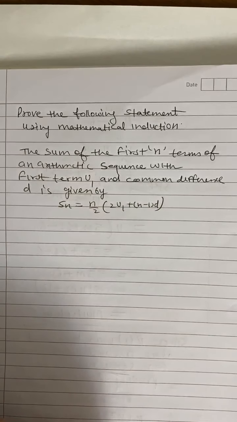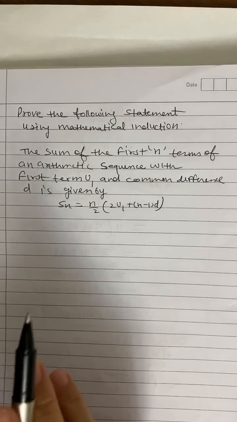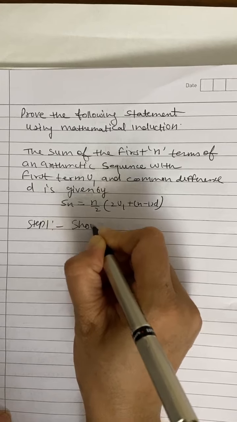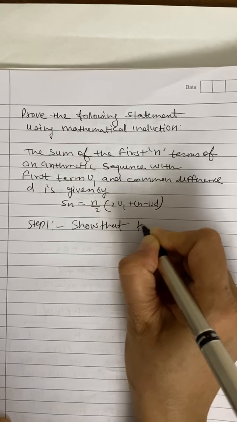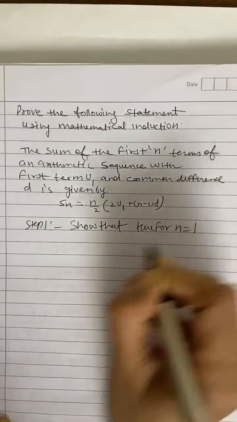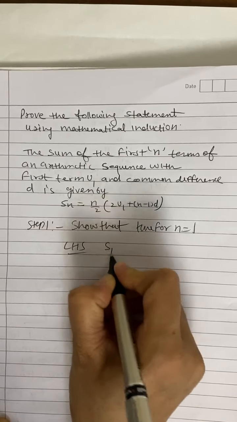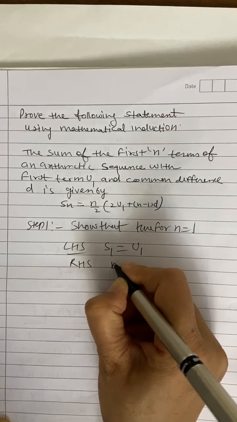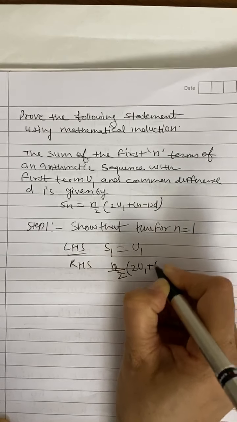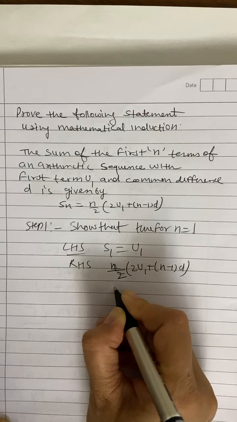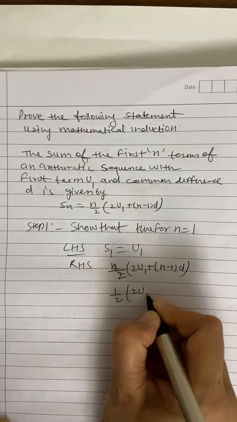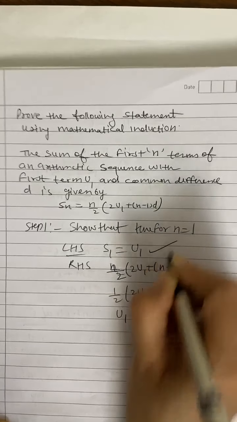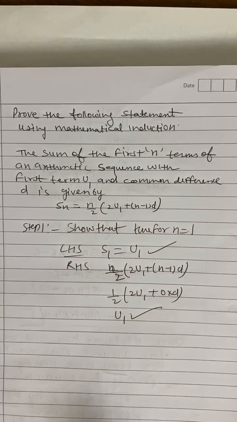Now we know that the terms start from the first term, so for step number one we need to show that the above statement is true for n is equal to 1. The left hand side is S1, which we know is u1. The right hand side is n over 2 times (2u1 plus (n minus 1) d). So n is 1: 1 over 2 times (2u1 plus 0 times d). That gives me u1.